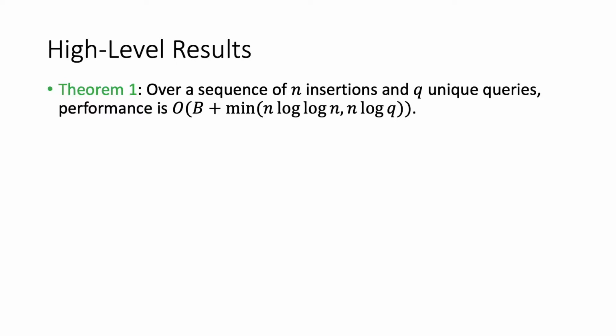So as described, we have this extra additive log n term, but we can say that over a sequence of n insertions and q unique queries, we get O of b plus, actually make this the min of n log n and n log q. And the reason I say unique queries is just because we need each query to create its own new gap in order for this bound b to be meaningful. Because otherwise, you can create a bunch of gaps and then get rid of them all. So we'll consider the per operation complexities in the next slide. And as described, omega of b plus n is a lower bound, so we're within a log n factor, but it's an additive factor.